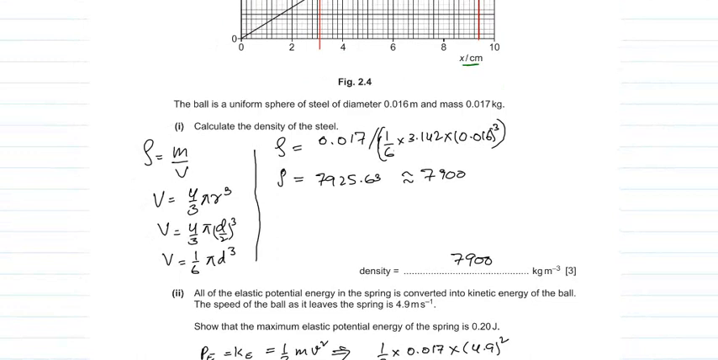So we will convert this formula from the radius to the diameter. So r is d over 2. So after simplifying, we will get 1 over 6 pi d cube, right? So the density formula is 0.017 over 1 over 6, and pi is 3.142, d is 0.016 cube. After solving it, we will get the density 7,925.63, which after rounding off will be 7,900 kilograms per meter cube.